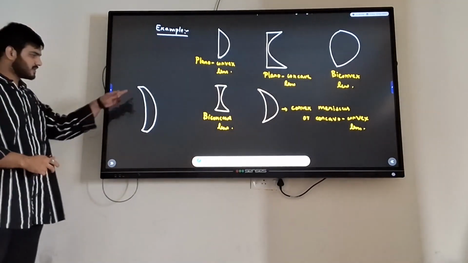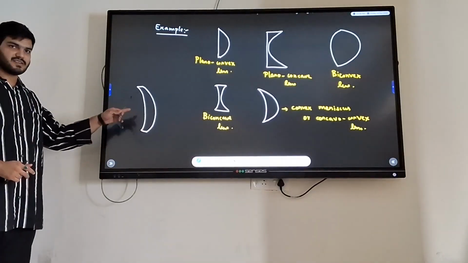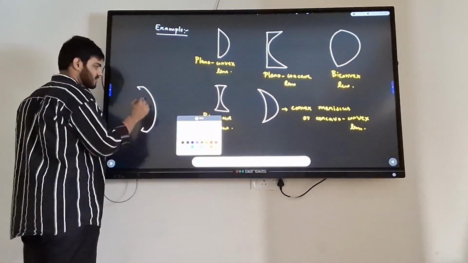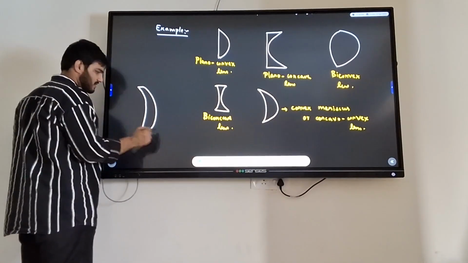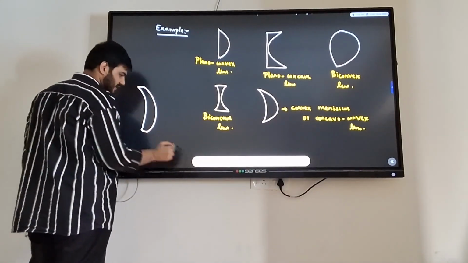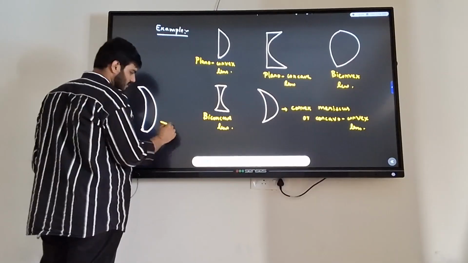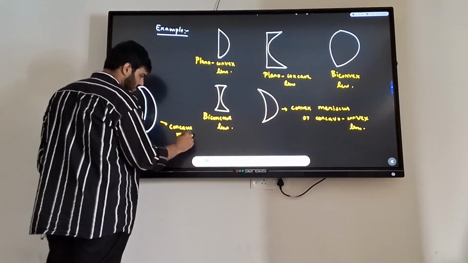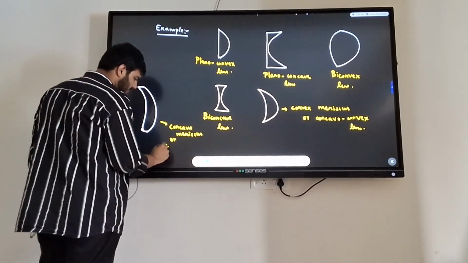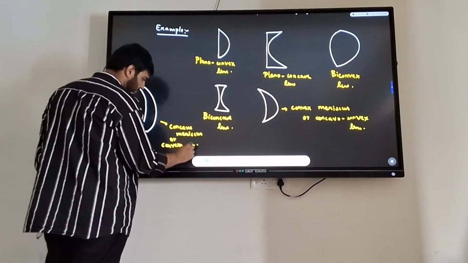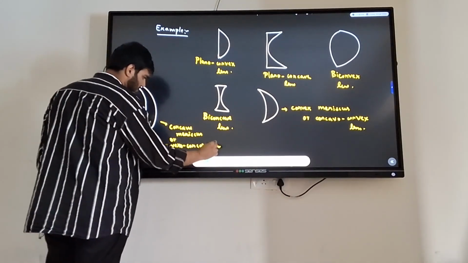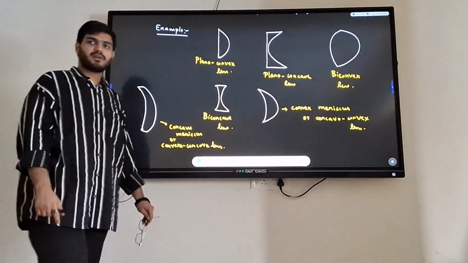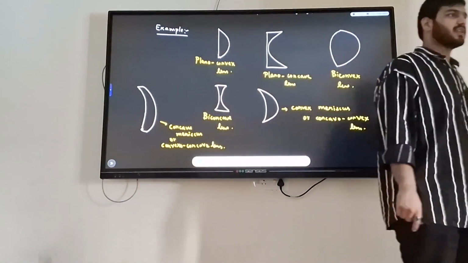Can you imagine they don't have the same? It doesn't look like much of a curve, but it is a curve actually. So it's something like this. Okay? So what is this called? Convex and a concave meniscus, or convexo-concave. Is it okay? How to understand which is the convexo-concave and which is the concavo-convex?